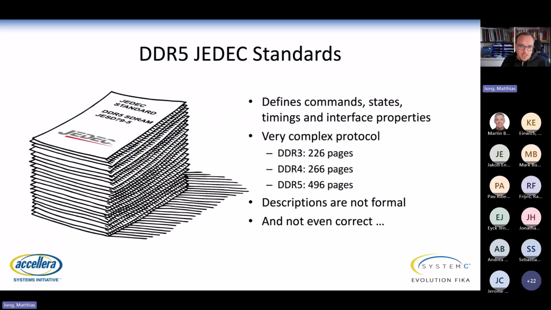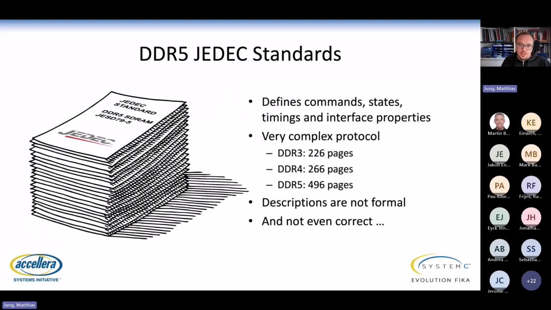This is really complex. In DDR3, we have just 226 pages, and about 100 pages are just timing diagrams of these timings that I showed you, because there are many more. It's not just the 5 timings that I showed you. And DDR5 already has 500 pages. So I assume if DDR6 comes out, we have to deal with 700 or even 1,000 pages of timing diagrams.